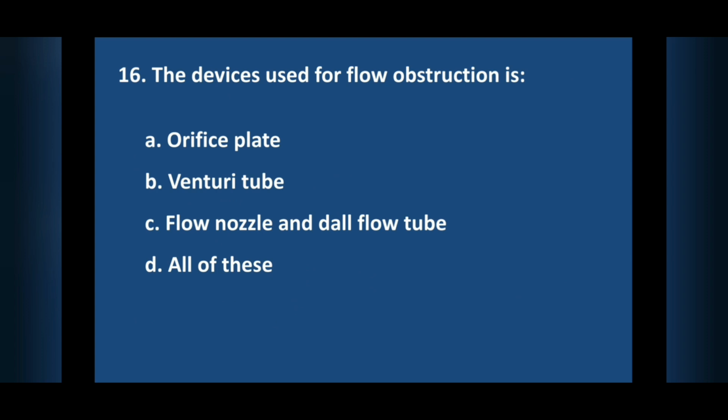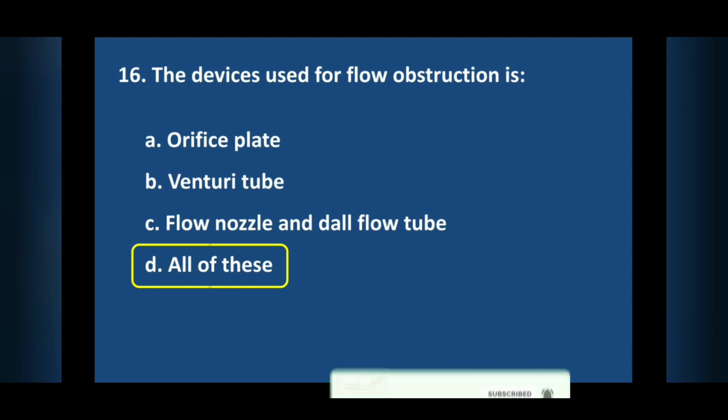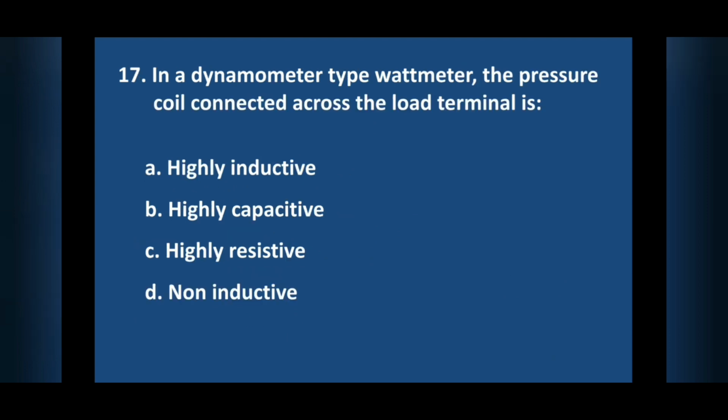Question number 16. The devices used for flow obstruction is. Answer is option B, all of these. Question number 17. In a dynamometer type wattmeter, the pressure coil connected across the load terminal is. Answer is option C, highly resistive.